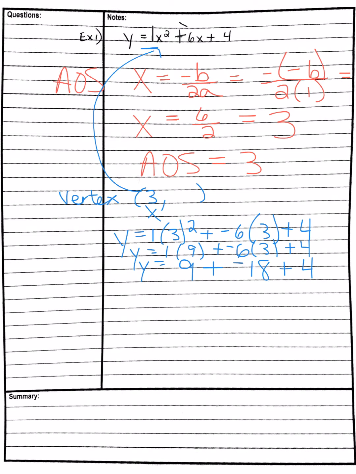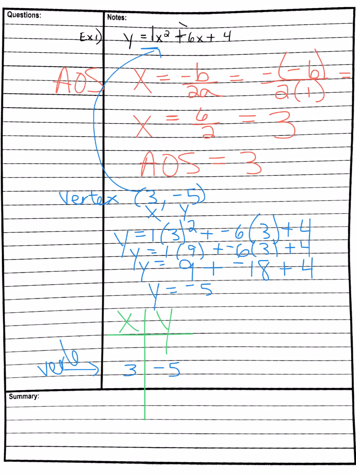And if we take 9 plus negative 18, we get a negative 9, plus 4, we get a negative 5. So our vertex, when we go to graph this, our vertex is going to be at 3, negative 5. So we have our axis of symmetry, we have our vertex, so we have our xy value now. Now we're going to make our table. Let's go to the green. XY. Remember, your vertex needs to be in the middle of the table.